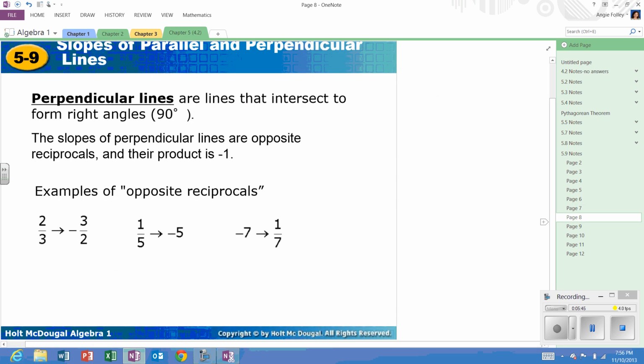Okay, now we're going to talk about perpendicular lines. Perpendicular lines are lines that intersect and form a right angle. So any lines that form a right angle are perpendicular. The slopes of perpendicular lines are opposite reciprocals. That means when they multiply together, their product will come out to -1. So if you multiplied the two slopes, it would be -1. But all you really have to know is that they have the opposite sign of each other.